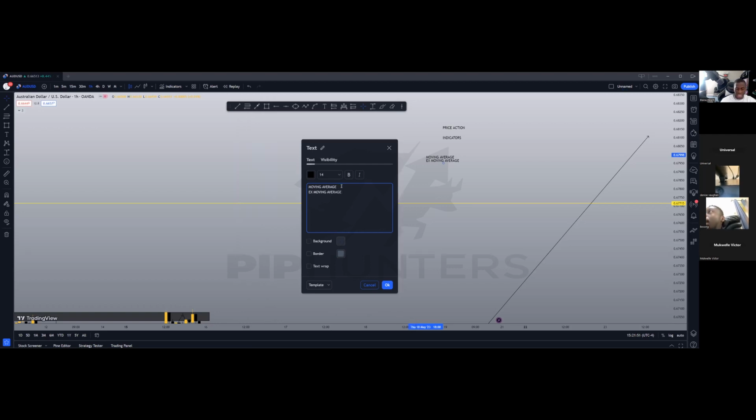When it comes to the moving average, the figure for the moving average that we'll put is 21. I will show you guys what I'm talking about.